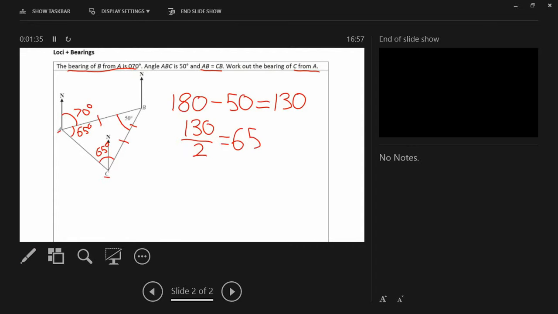So what the question is asking us is to find out the bearing of C from A, which means we need to know this full angle here. But we already know part of it's 70 degrees, the other part of it's 65 degrees. So we can just do 70 add 65, and it equals 135 degrees. And that is our answer.